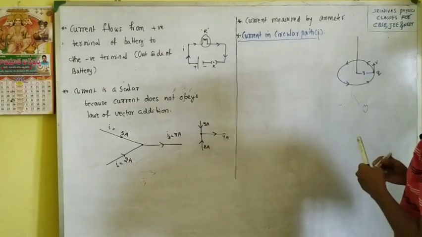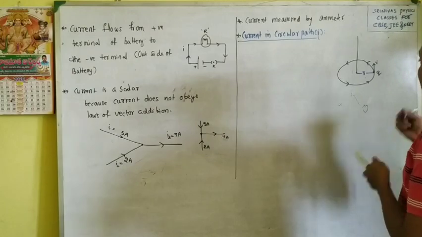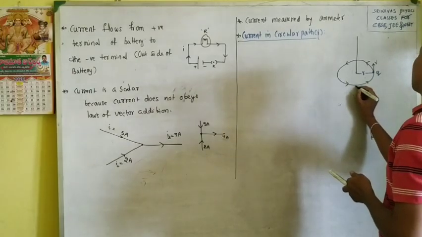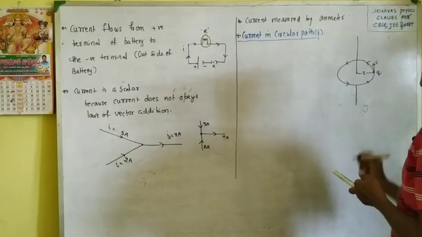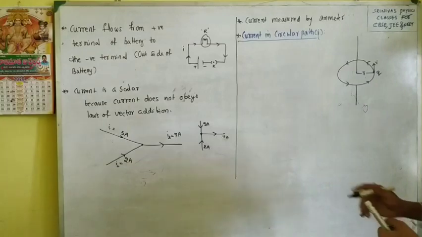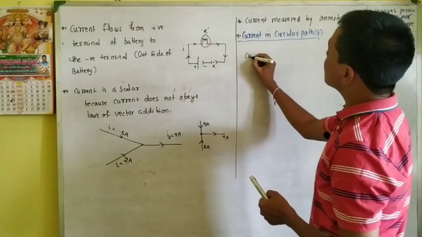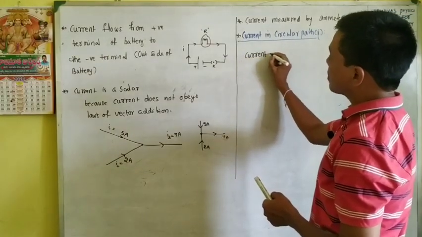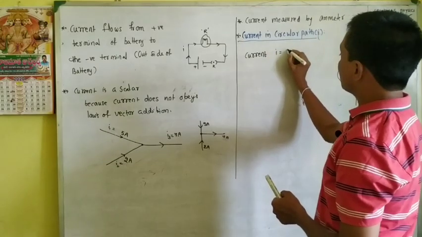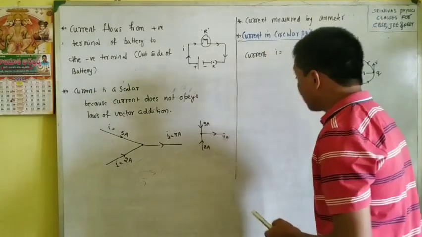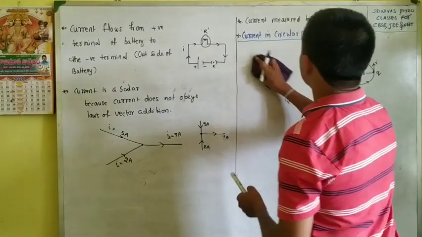Now, what is the current in the circular path? That I am going to find out. How to find out the current in the circular path? The current formula is charge by time, right? And for that I will give a little bit of information.